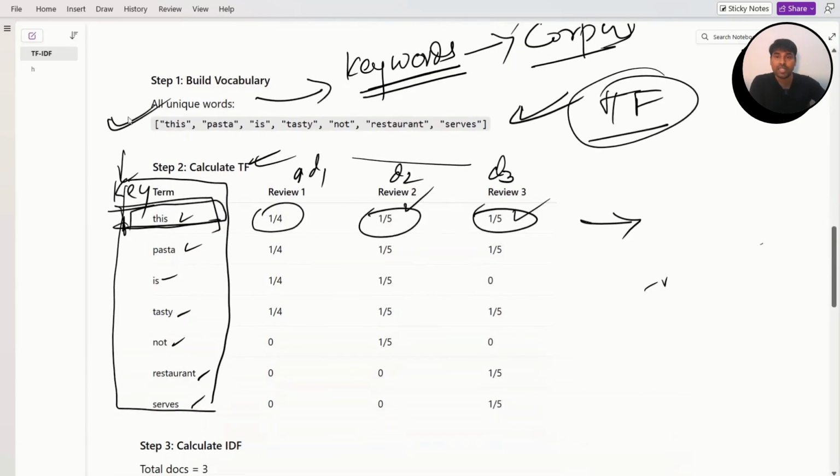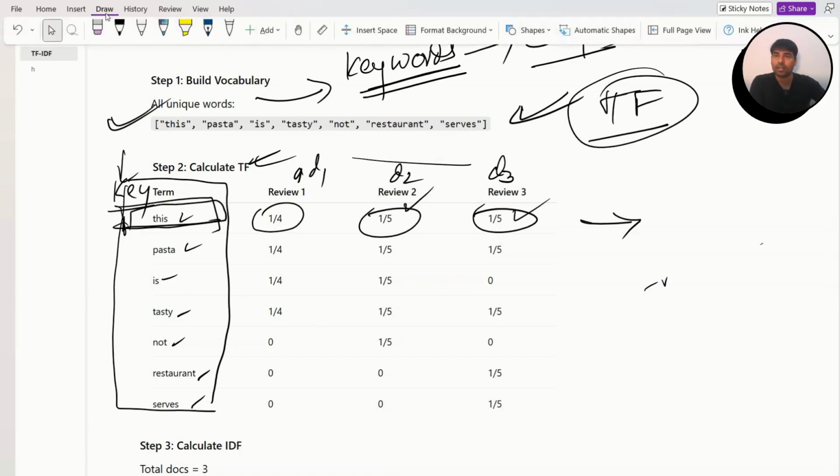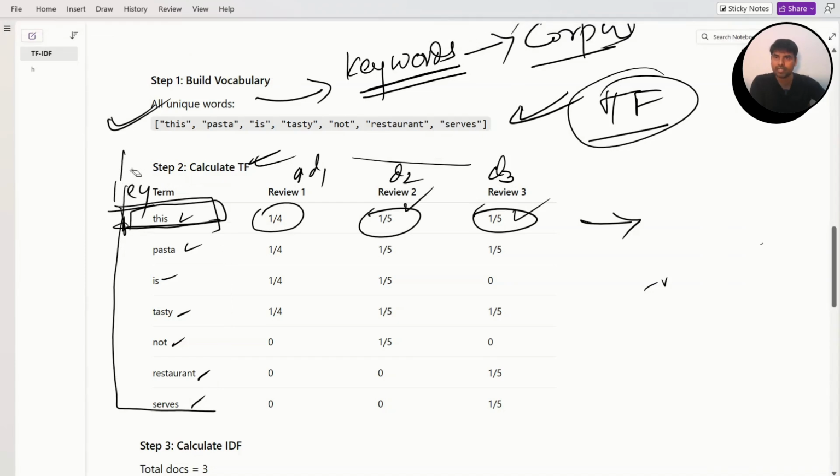So this way for each word, for example, for pasta, I will prepare the TF in document D1, in D2, in D3, for each document 1, 2, 3. This way I prepare the whole table of TF. I hope you got it. It's very simple. Mathematically, this way we find it.